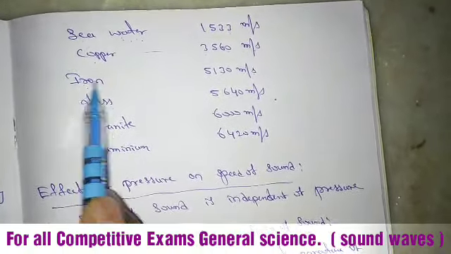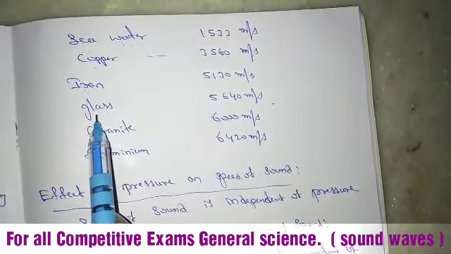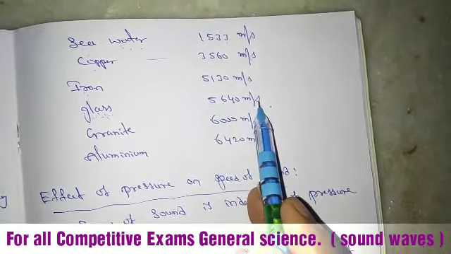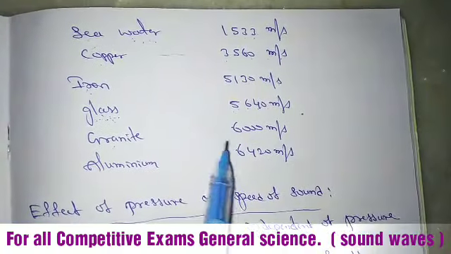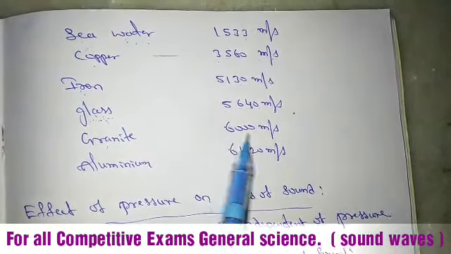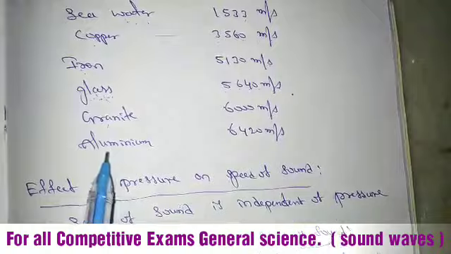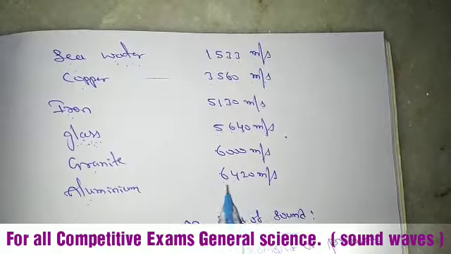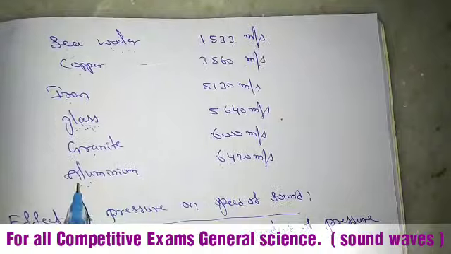If they are given iron and glass, which is the maximum speed? In the glass medium the speed of sound is maximum, 5640 meter per second. And in granite, the speed of sound is 6000 meter per second. And in aluminium, it is more, 6420. So there is more speed in the aluminium medium.